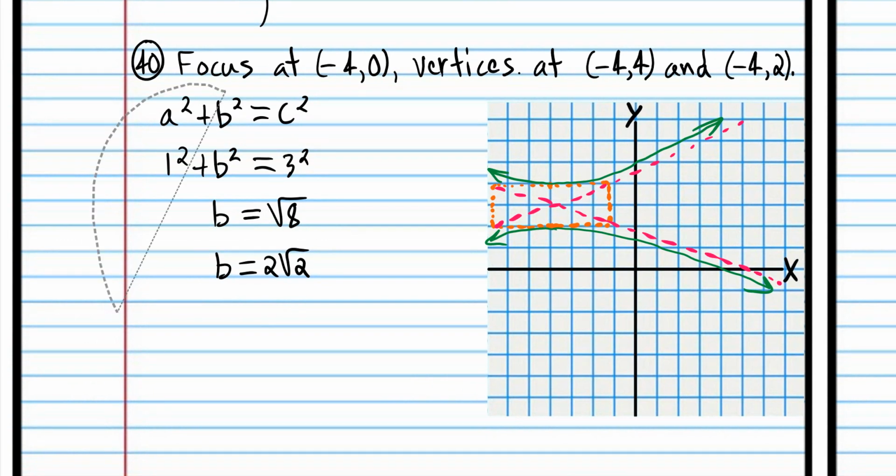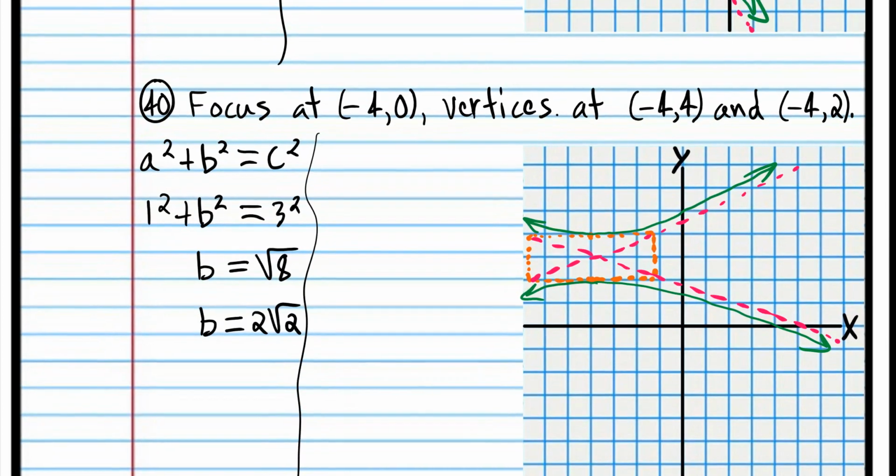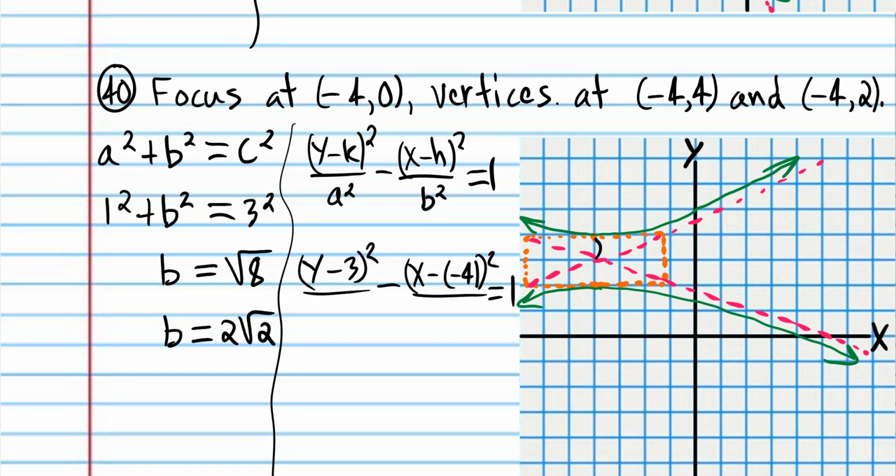And so let's write the equation. So this hyperbola opens up and down, so the y minus k squared term is going to come first, and then the x minus h squared term. And we can see that the center is negative 1, 2, 3, 4, 1, 2, 3. So negative 4, 3.